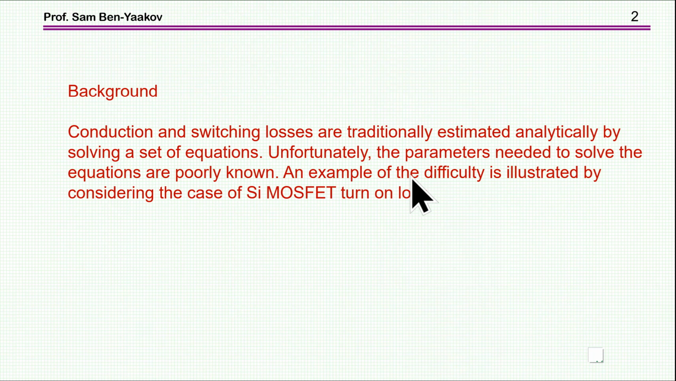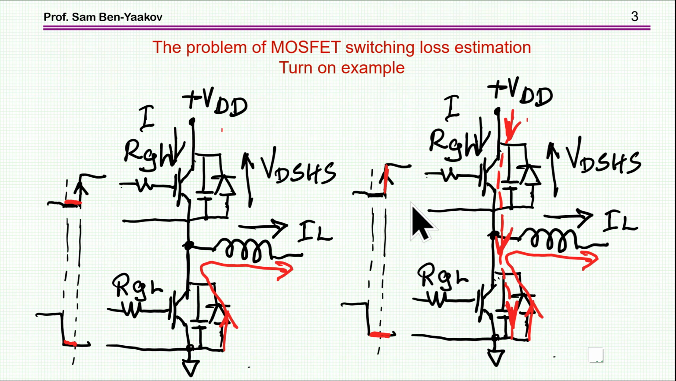An example of the difficulty is illustrated in this video by considering the case of a silicon MOSFET turn-on loss. Here I'm showing a half bridge, which could represent a synchronous buck converter or, say, half bridge of an inverter, and I'm considering a situation in which I am in the dead time. Current is coming out of the midpoint, current is then flowing through the diode, and we are about to turn on the upper transistor, and this will be hard switching.